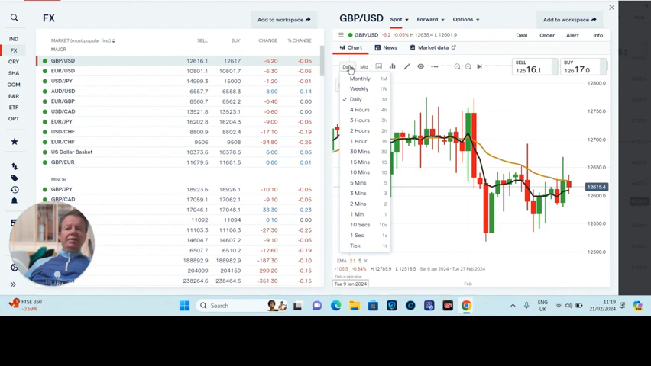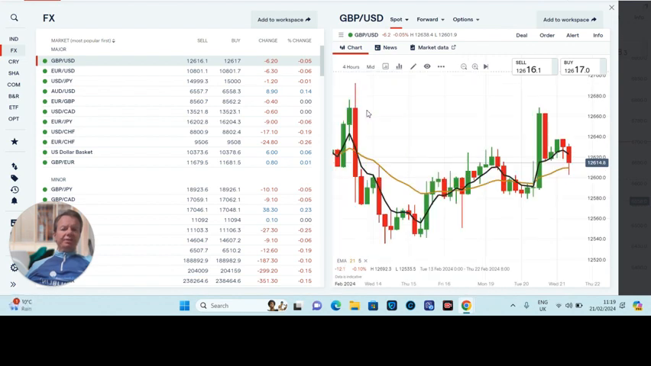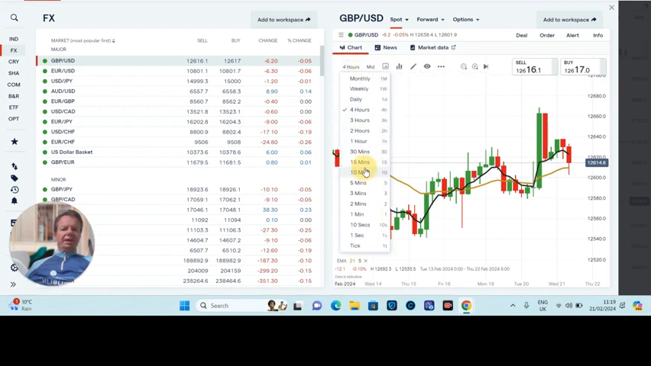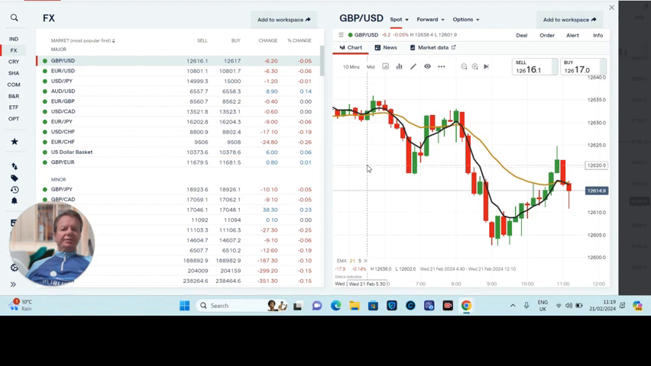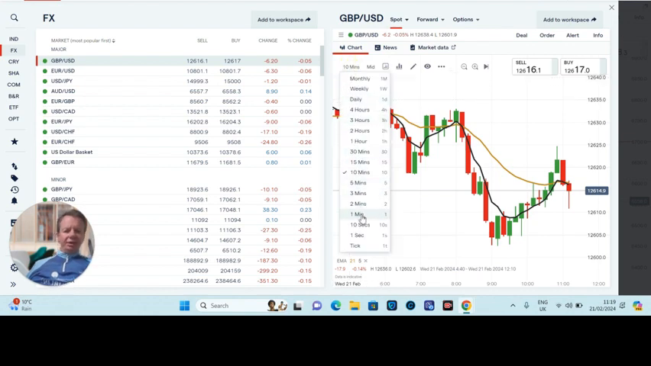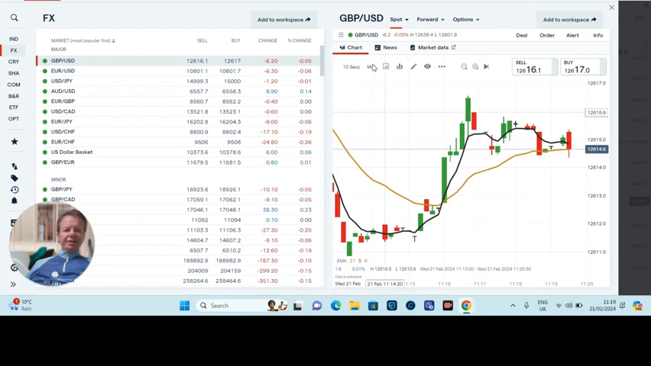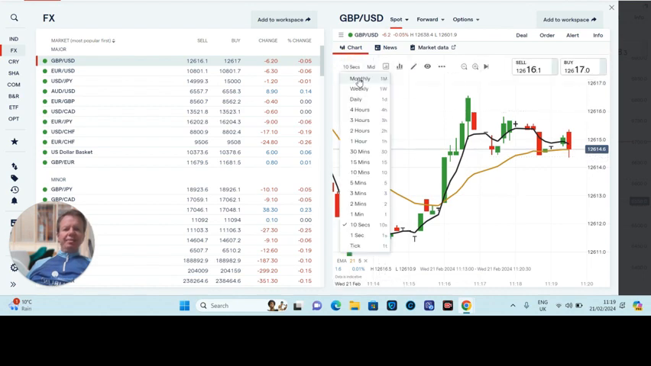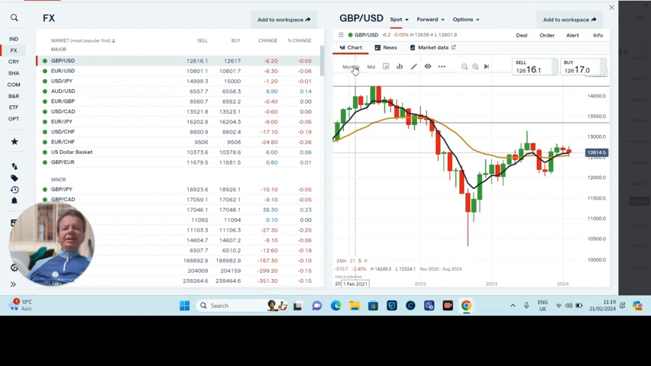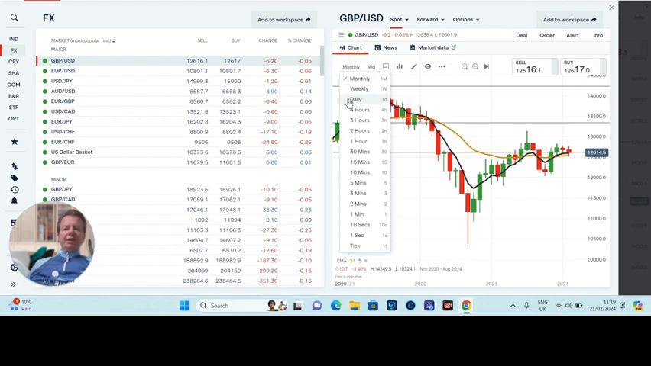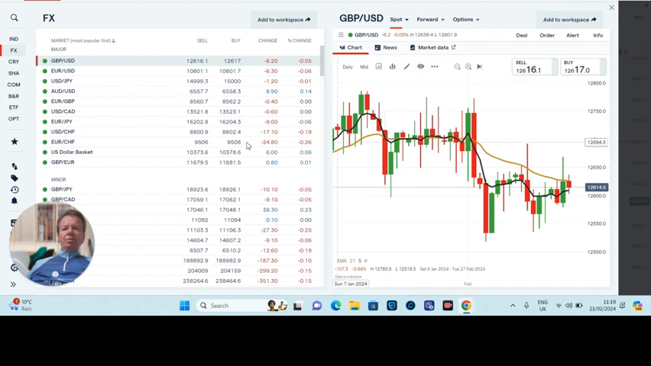So if I click on here, obviously all spread betting accounts and brokers, the panels will be slightly different, but we can come down to 4 hours. So 4 hours, it looks a little bit smoother there. Right down to 10 minutes. So 10 minutes, this is from 7 to 11 today. I mean, you can go down to 10 seconds. It's really quick. And then go back all the way up to monthly. So yeah, if I stick back to the daily chart, you can see it's a lot more erratic.